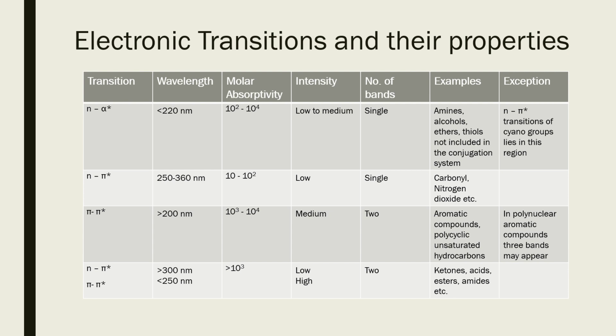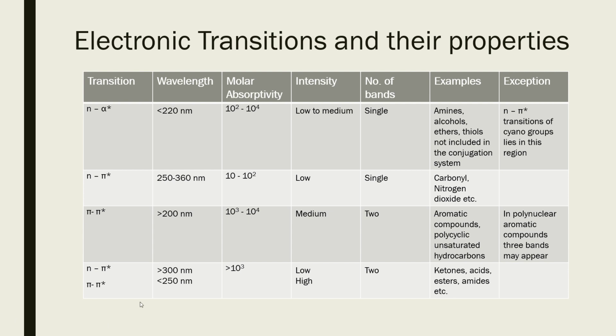Now we'll move on to the pi to pi star transition. This is the most favored transition. It lies in the region above 200 nanometer of wavelength. Its molar absorptivity is 10 to the power 3 to 10 to the power 4. Intensity is medium. Number of bands is 2. Examples of molecules possessing this transition are aromatic compounds or polycyclic unsaturated hydrocarbons. The exception is polynuclear aromatic compounds with more than one aromatic ring, where 3 bands may appear.